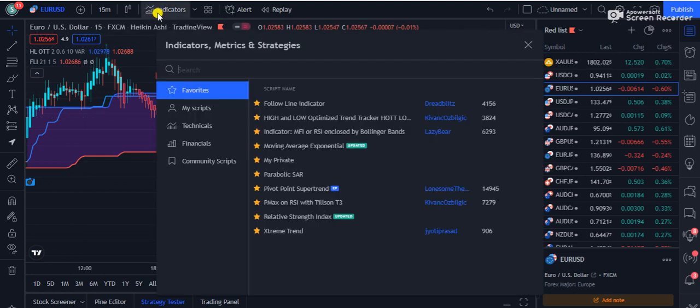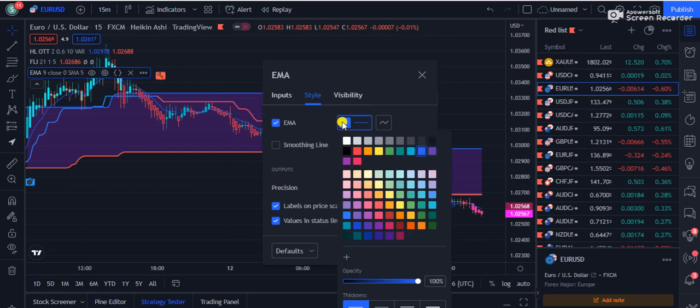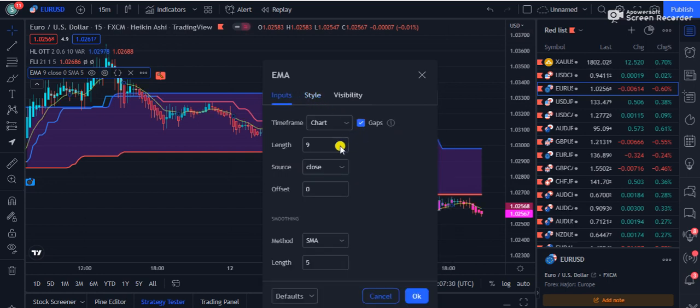The third indicator that we will be using is the Moving Average Exponential. Clear? Okay, now what I am going to do is go to the settings. In the style section, I'm giving it a yellow color, and then if I go to the inputs, you can see we have a length of 9.